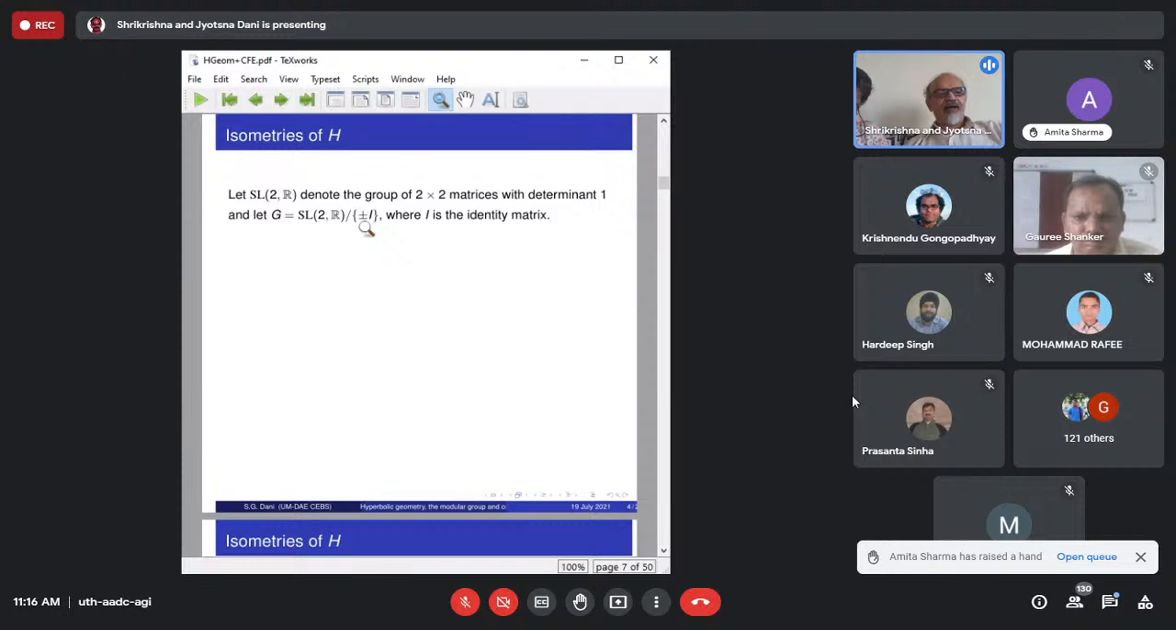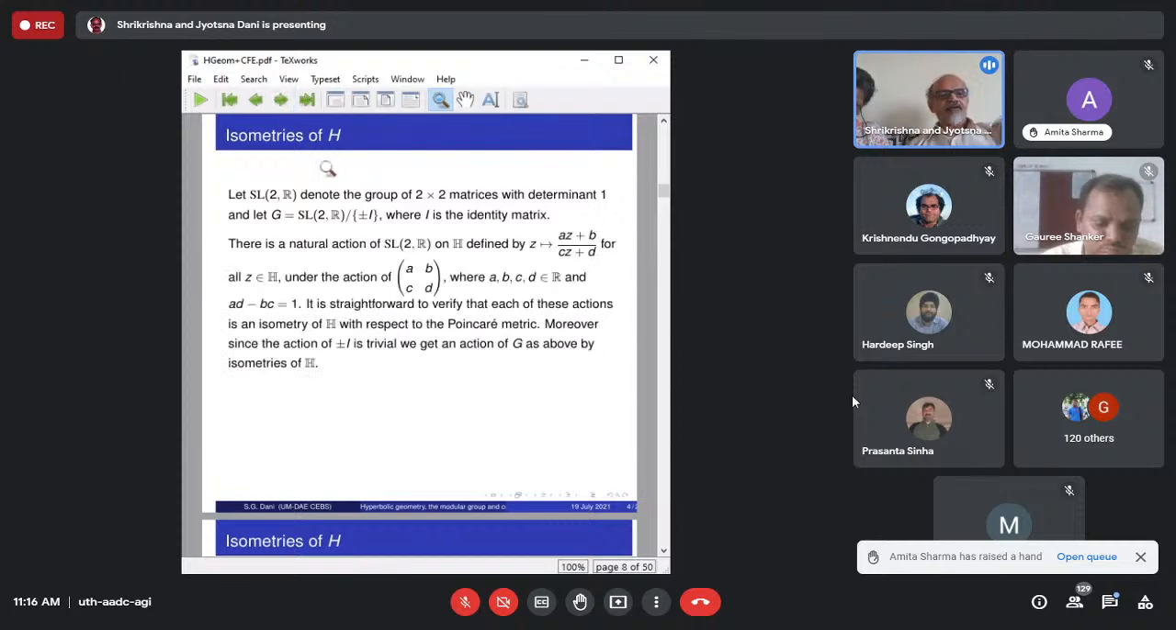So in other words, I am going to think of 2 cross 2 matrices with determinant 1, which is a multiplicative group with the usual multiplication, etc. I'm not going to think of that group itself, but whenever I have 2 matrices where the entries of one are simply the negatives of the entries of the other, I'm going to think of them as being the same. This is what it stands for. So the 2 matrices which differ by multiplication by minus identity will be treated as the same.